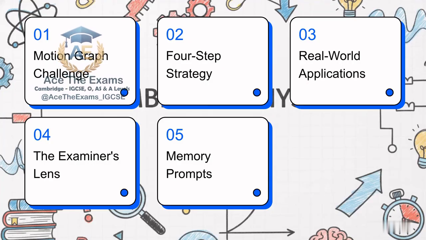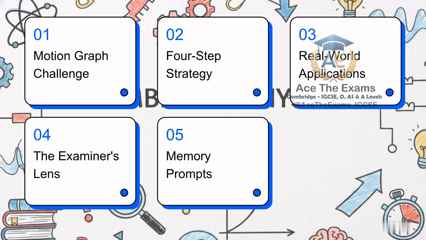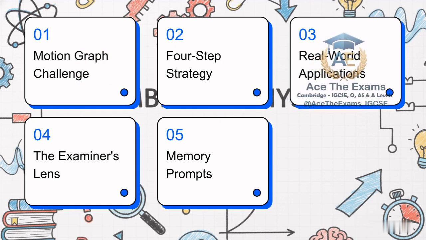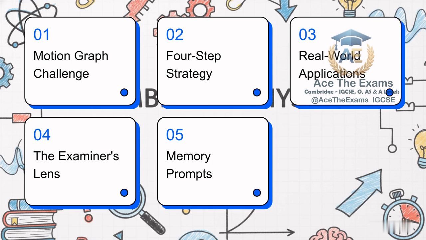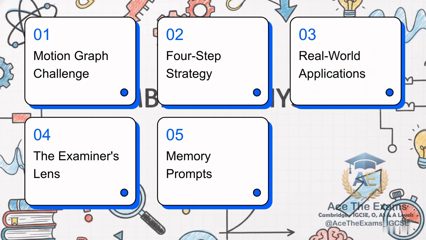Okay, let's take a quick look at our structured roadmap for leveling up your exam answers today. We are going to hit 5 key stages. First, the motion graph challenge. Second, the 4-step strategy. Third, real-world physics applications. Fourth, the examiner's lens. And finally, we will master the memory prompts. Let's jump into Section 1.